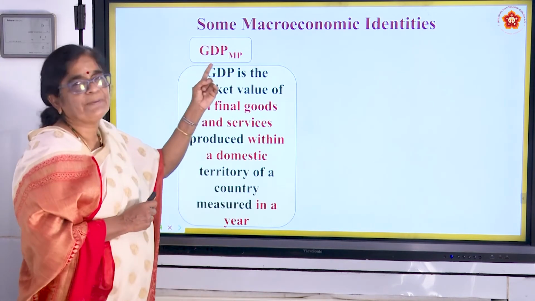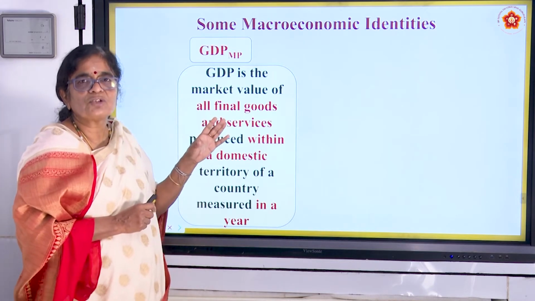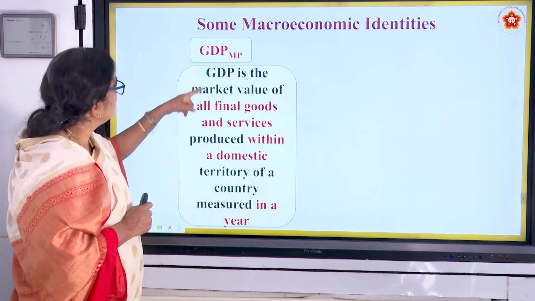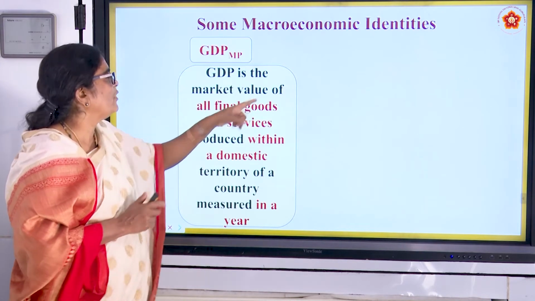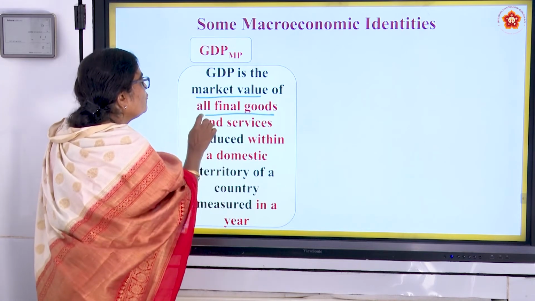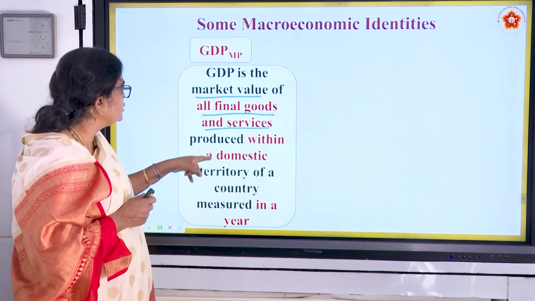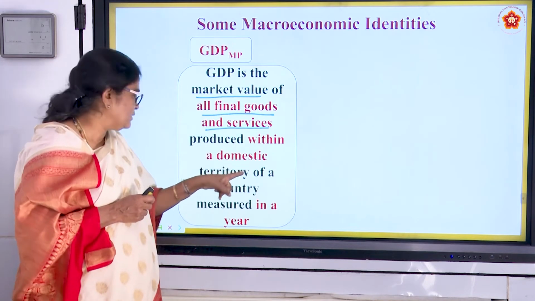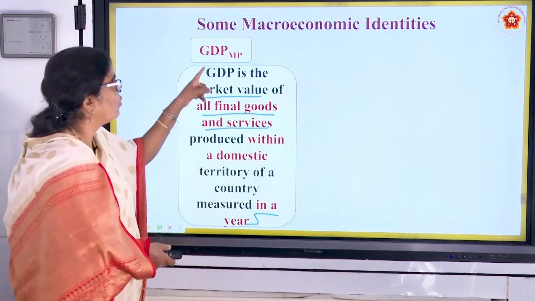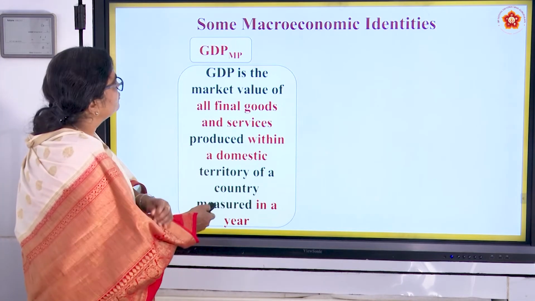The first one, GDP at market price. You know what market price is? We have already told: factor cost plus net production taxes plus net product taxes. And therefore, GDP at market price is the market value, that is very important, you have to write. GDP is the market value of all final goods and services, not intermediate goods, produced within the domestic territory of a country in a year. That you all know is the definition of GDP.